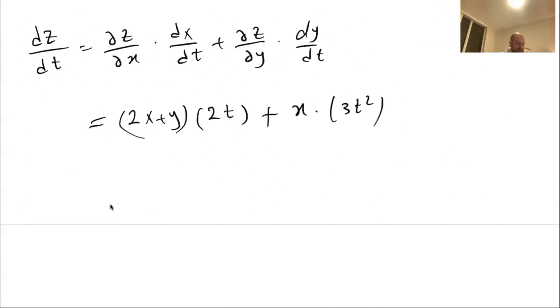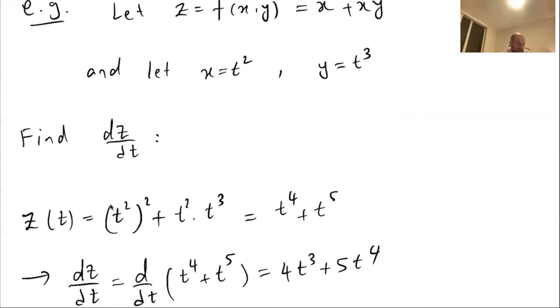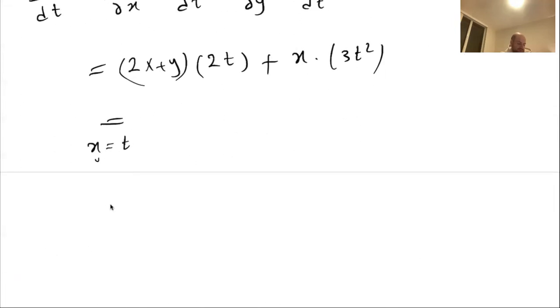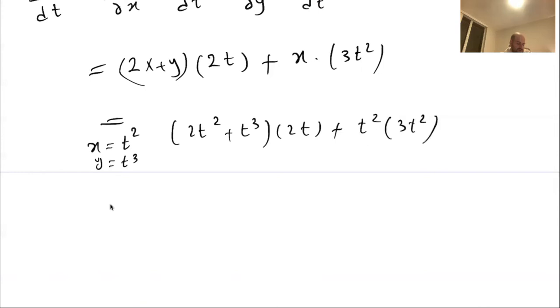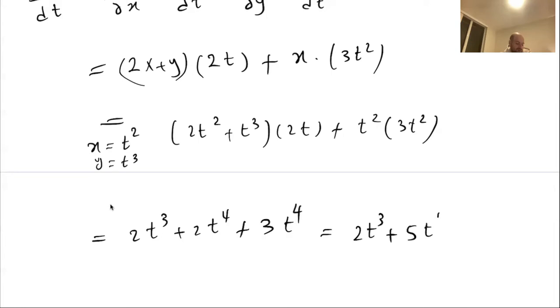Now if I replace x and y, x was t squared, y is t cubed, then I'll have (2t squared plus t cubed) times 2t plus t squared times 3t squared. So this will be 2t cubed plus 2t to the power 4 plus 3t to the power 4. 2t to the power 4 plus 3t to the power 4 is 5t to the power 4. So 2t cubed plus 5t to the power 4.